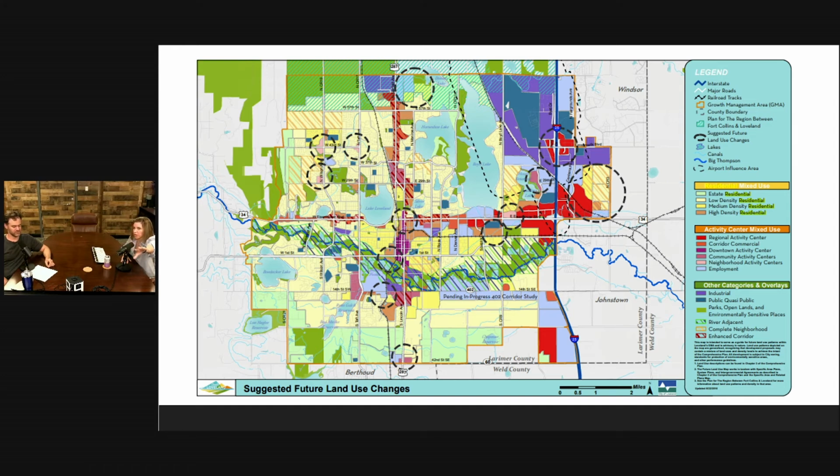You can see it's really bright red all in and around where those two major thoroughfares cross. And so that is kind of where I would say you want to be. That's where you want to invest, is kind of right in there.